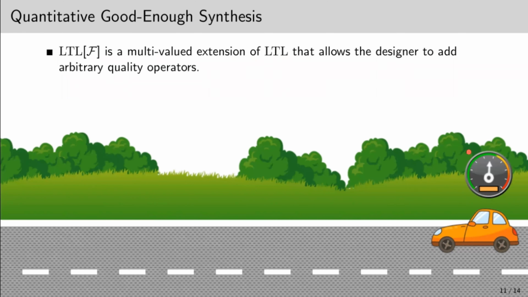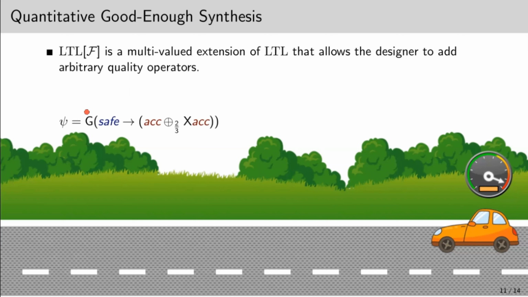My car has an acceleration control, which normally should keep it at a relatively constant speed. However, if the car recognizes a long stretch of road that is obstacle-free, it should accelerate to optimize travel time. We formalize this requirement as: always, if the road is safe, then accelerate for 2 consecutive steps, and this operator means weighted average. If we accelerate for 2 steps, the satisfaction value is 1. If we only accelerate in the first step, we get a satisfaction value of 2/3, and if we only accelerate on the second step, we still get 1/3 satisfaction. So this prioritizes the acceleration over the 2 steps.